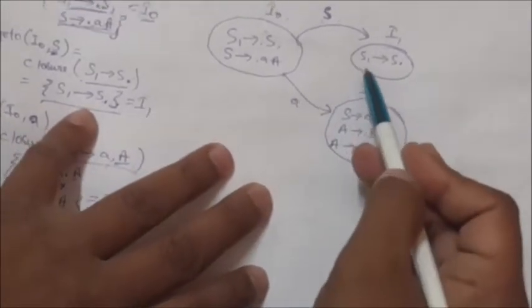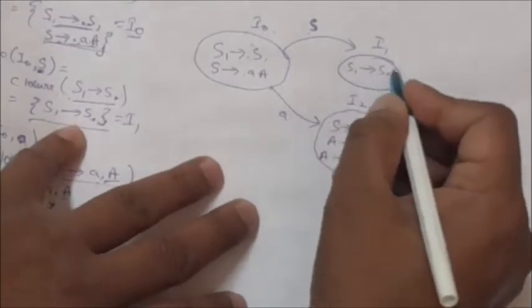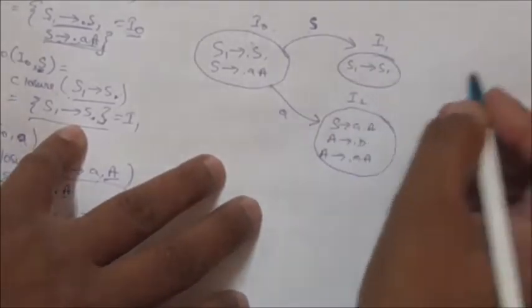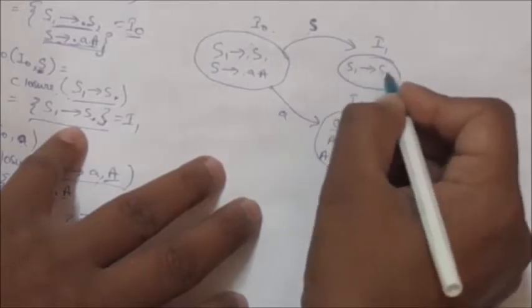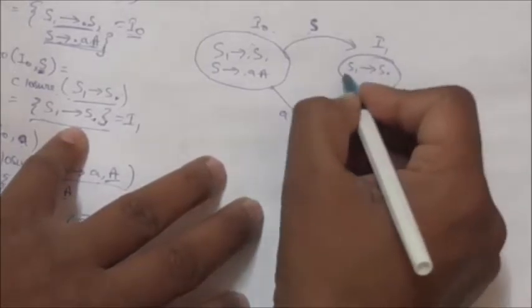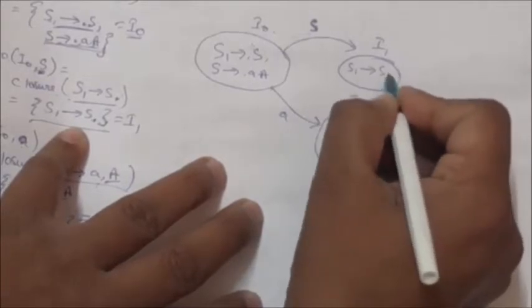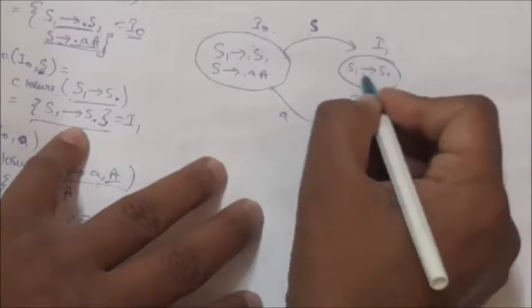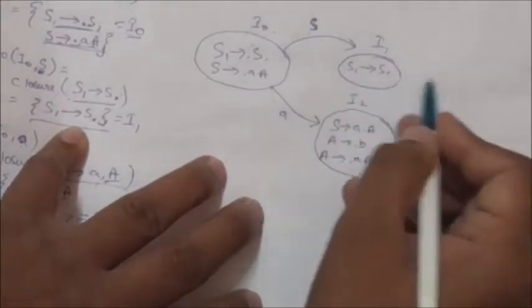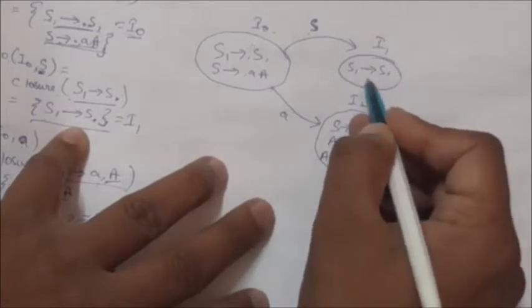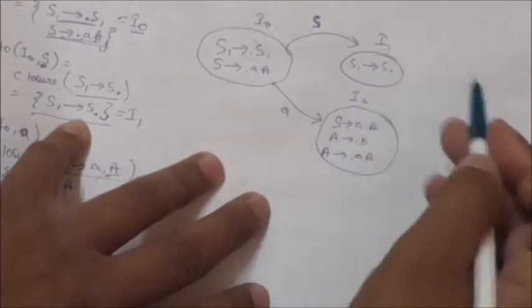Now in state I1, the dot is not preceding any symbol. The dot is at the rightmost position on the right side of the item. There is no symbol after the dot in LR0 items. The dot is at the rightmost position on the right side of the LR0 item. So there will be no transitions for state I1.